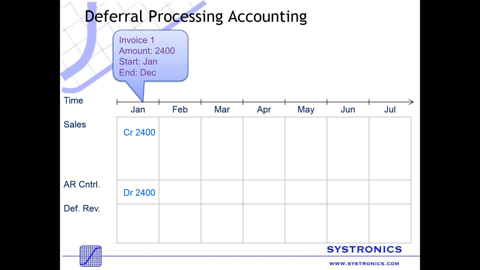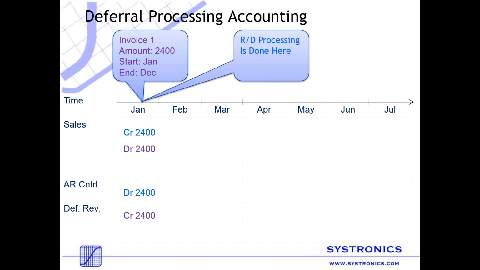Suppose we have an invoice on January 1st for $2,400. When we post the invoice in Sage 300, $2,400 is credited to our sales account and $2,400 is debited to our receivables control account. This is standard Sage 300 accounting. Now, if we are using revenue and expense deferrals, we can configure the sales amount to be deferred. When we run the application, it will identify the transaction as one to be deferred, and then the amount, $2,400, will be moved from the revenue account to the deferred revenue account. In other words, our sales account will be debited and the deferred revenue account will be credited.